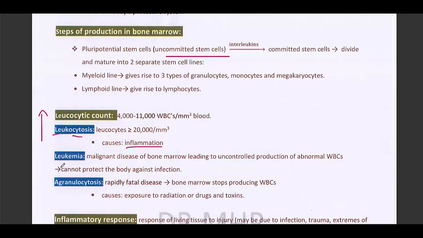Leukemia. Leukemia is cancer. It is a malignant disease of bone marrow that leads to uncontrolled production of abnormal white blood cells. This terrible increase in leukocytes produces cells that don't have complete function, so they are very weak against foreign bodies and bacteria, and cannot protect the body against infection.